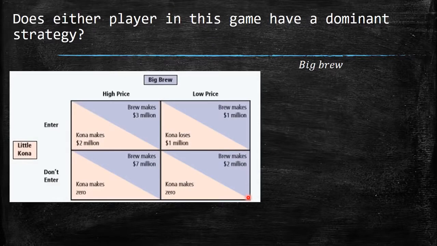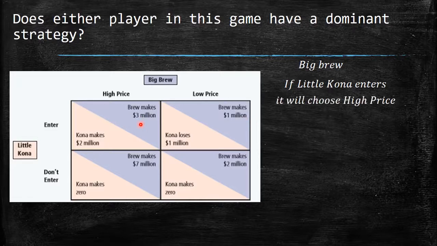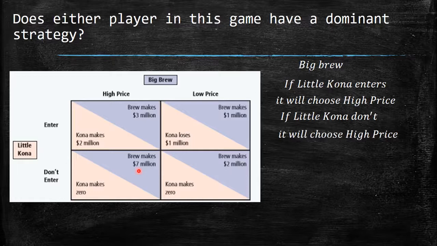Let's start with Big Brew. If Little Kona enters, so we are here, what should be better for Big Brew, high price or low price? It means 3 or 1. Should be better 3, so high price. Then, if Little Kona doesn't enter, here what should be better, high price or low price? 7 or 2? Definitely 7. So then it should be high price.